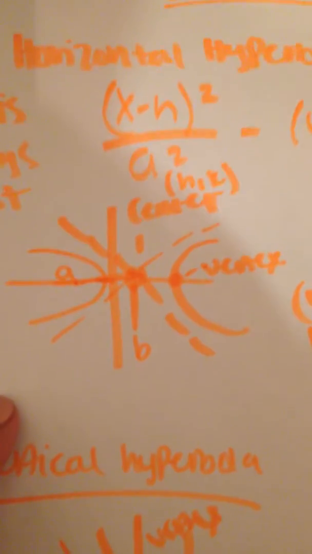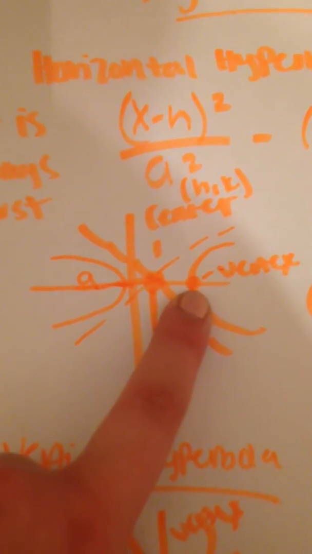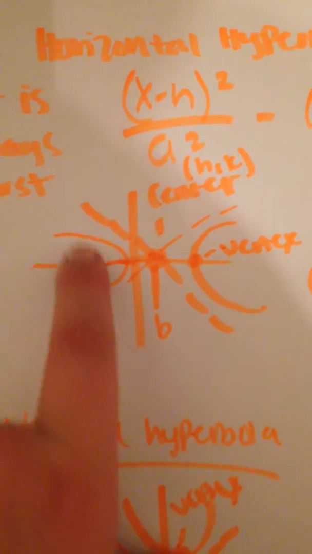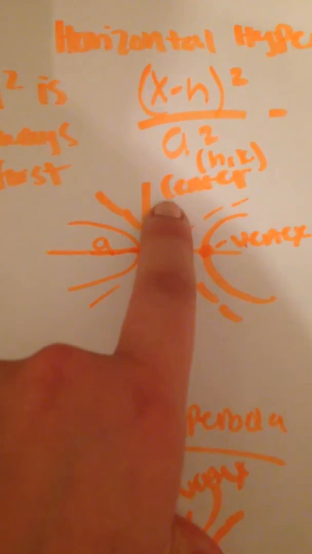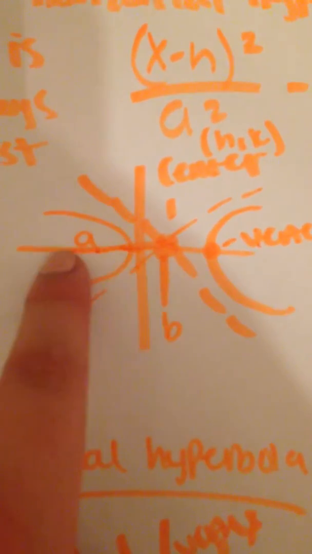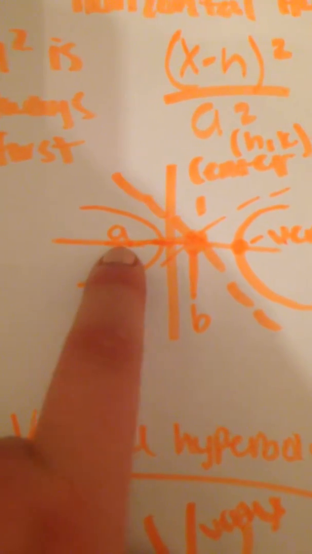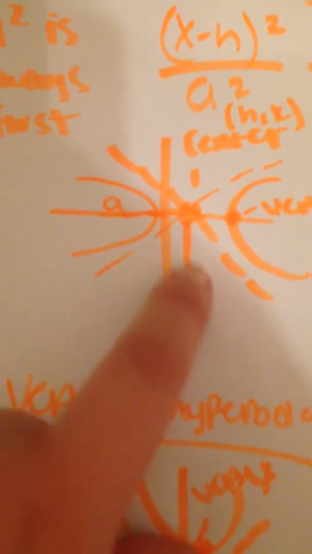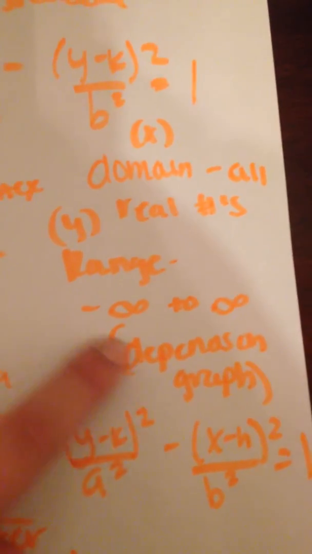I'm going to zoom in a little bit. This right here is the vertex. Whatever's at the end of the hyperbola is the vertex. And these asymptotes right here, whenever the asymptotes cross, this is the center, which is h and k. This is the length from the center to the vertex, and this is from the center to the bottom. Then the domain is x and the range is y. Domain is all real numbers and range is from negative infinity to infinity, but it also depends on the graph.